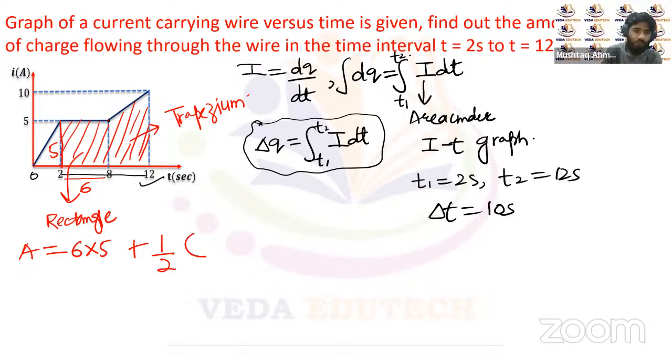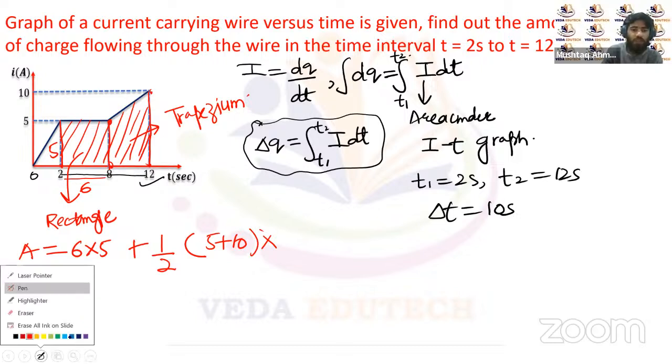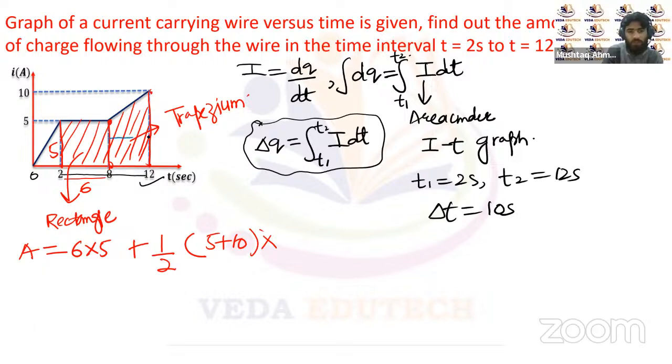Sum of parallel sides: these two sides are the parallel sides of the trapezium, right? From here to here, the length is 5. From here to here, the length is 10. So it's 5 plus 10, multiplied by the perpendicular distance between them. We can see the perpendicular distance between the two parallel sides of a trapezium is like this. This is the perpendicular distance, right?